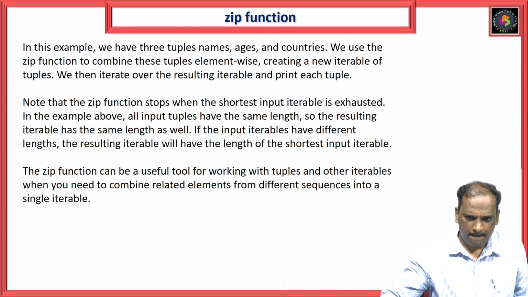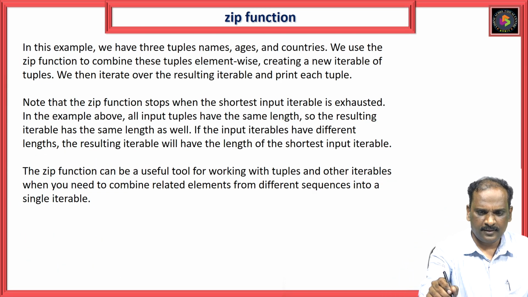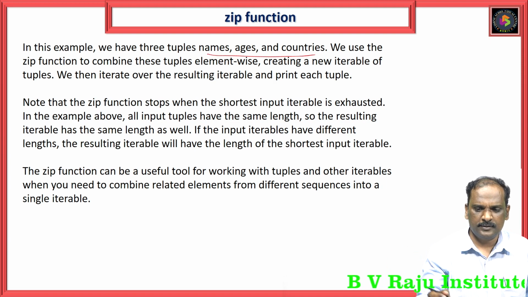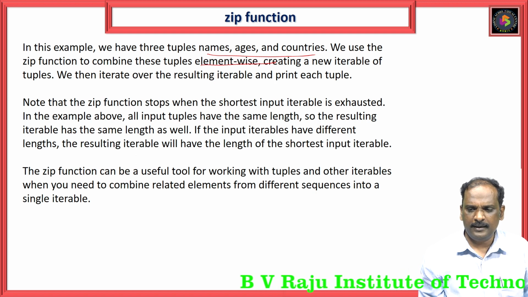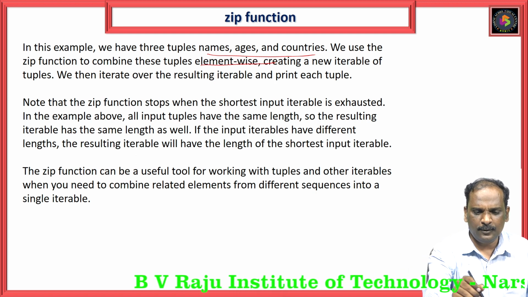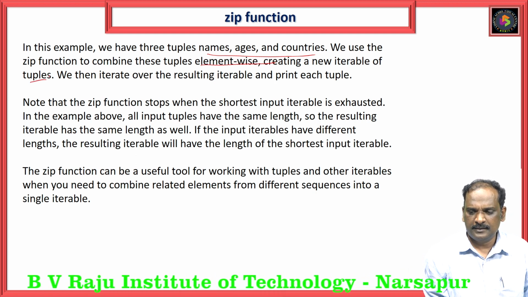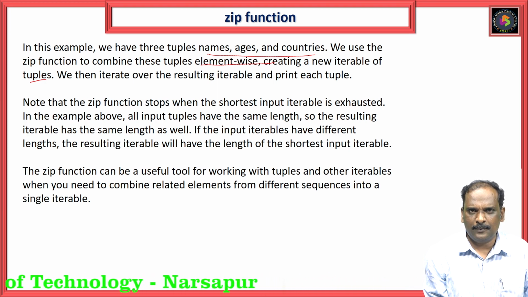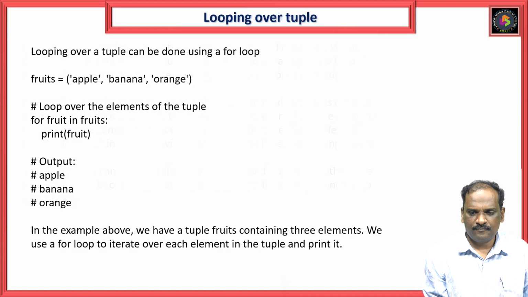So the zip function. In the above example, we have 3 tuples: names, ages and countries. We use the zip function to combine them element-wise, creating a new iterable of tuples. To combine the elements, we use the zip function on iterables. The iterable can be a string, a list, or a tuple.